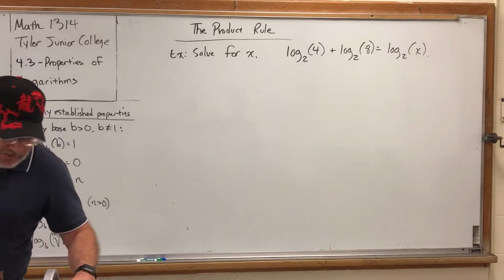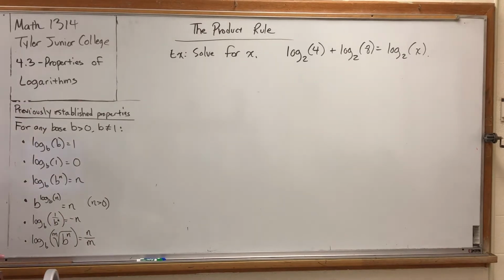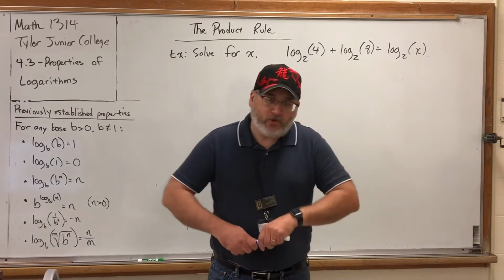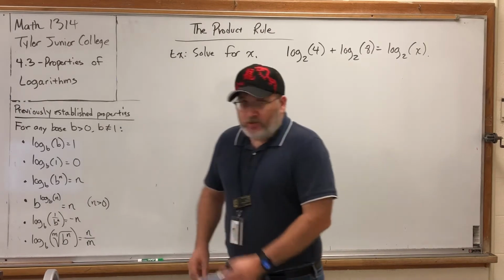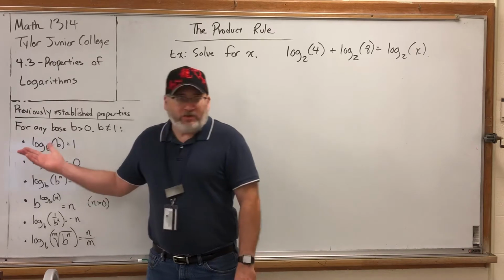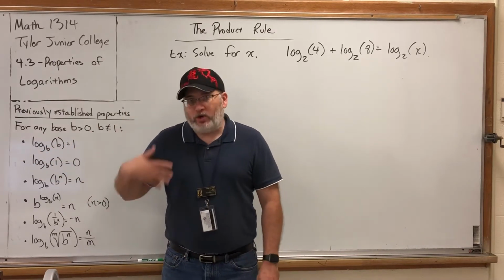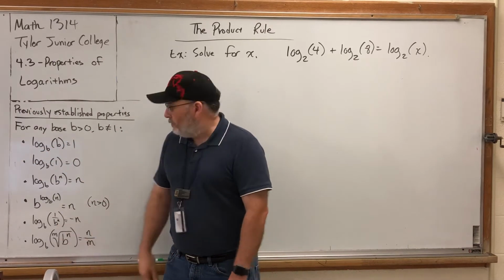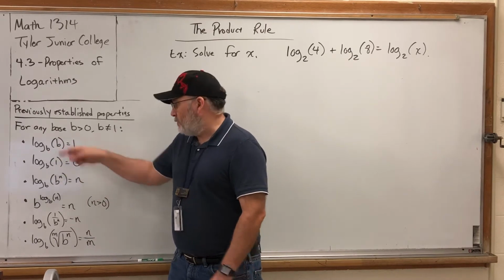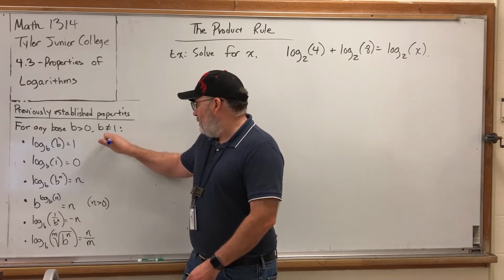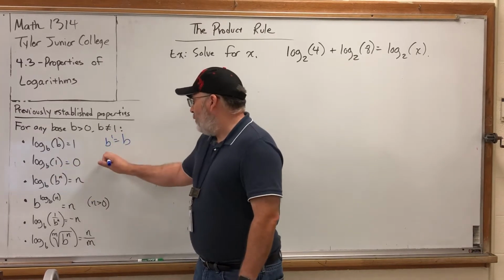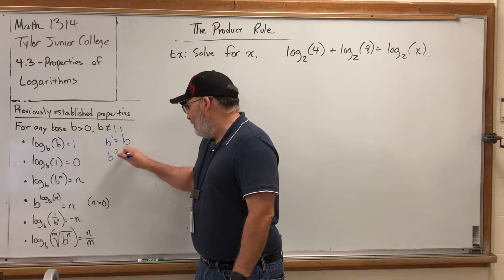Now you can try to commit all of those to memory if you like. I wouldn't. I would just understand what logarithms are asking you and then answer the question they are asking you. Recall that a logarithm is like a question asking what power turns the base into the argument. The power that turns b into itself is 1, b to the first power is b. The power that turns b into 1 is the 0 power, b to the 0 power is 1.